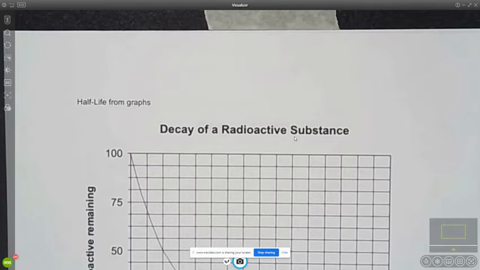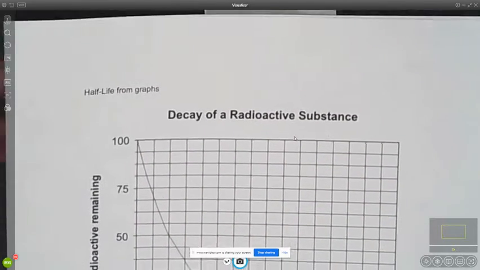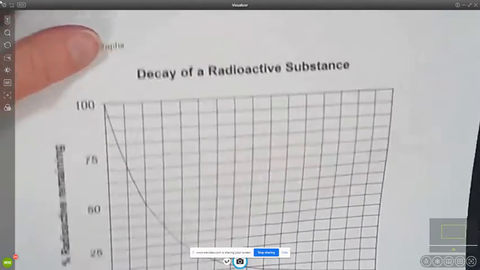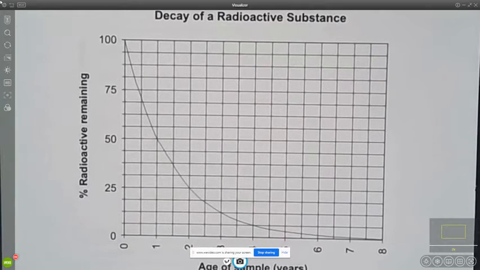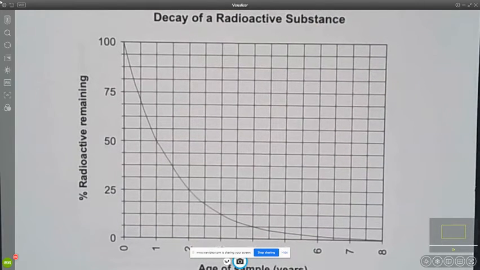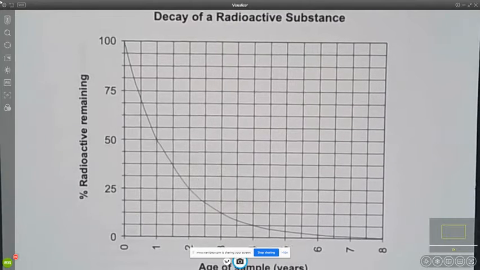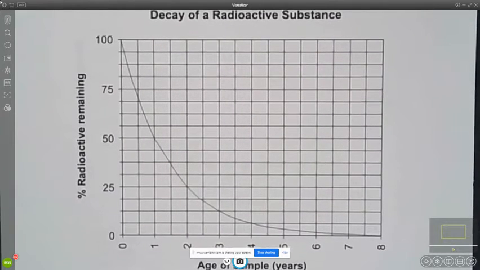This is our next video in half-lives, and this is looking at graphs. What can we tell from a graph? This should look very familiar to you. This was the same type of decay curve that you saw in your graph when you did the licorice or the spaghetti or the string or whatever you used in particular. But it's a decay curve.